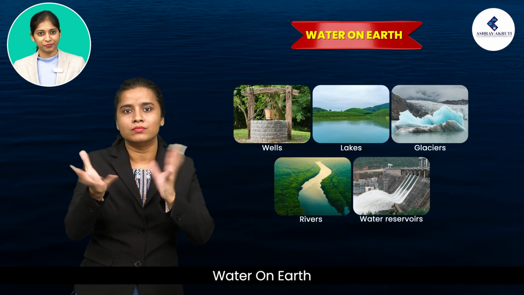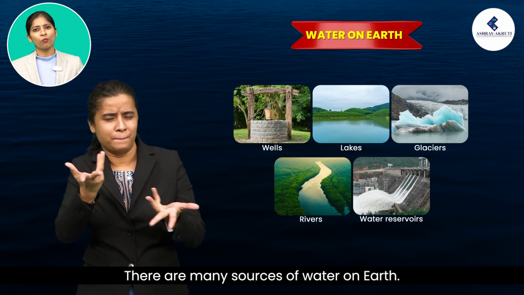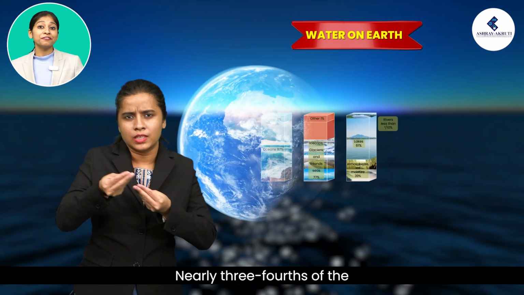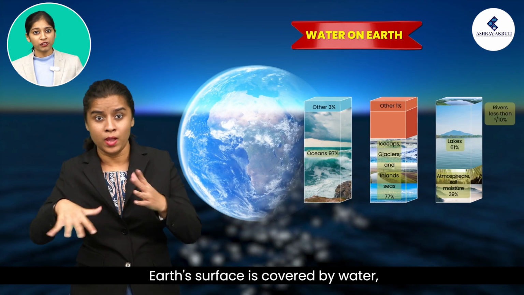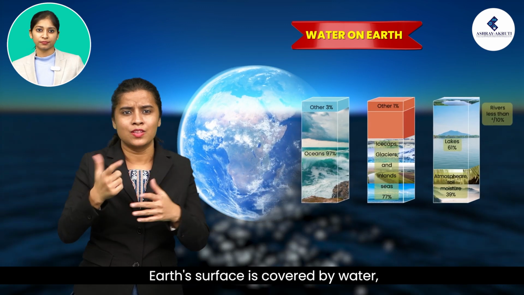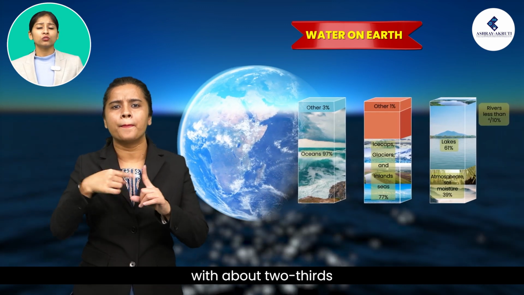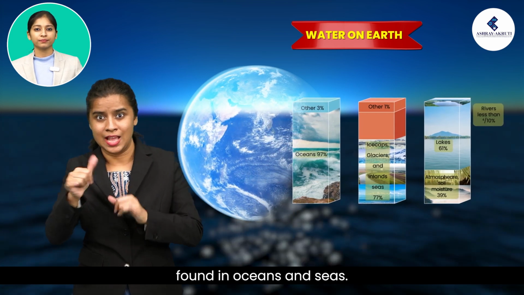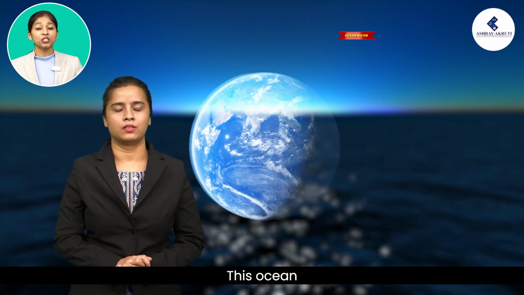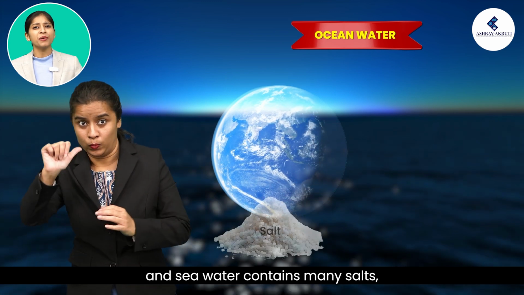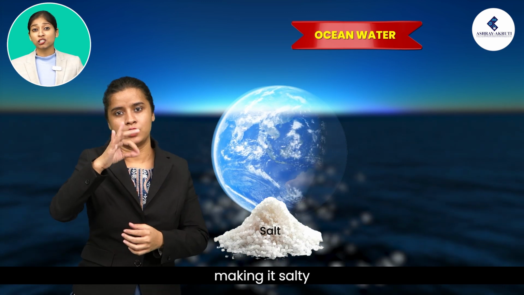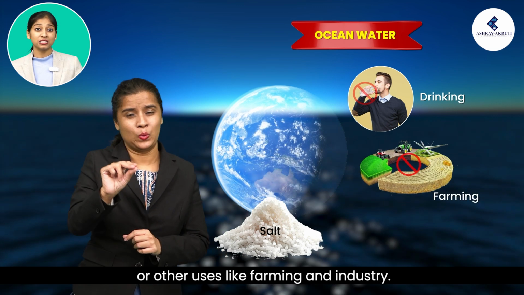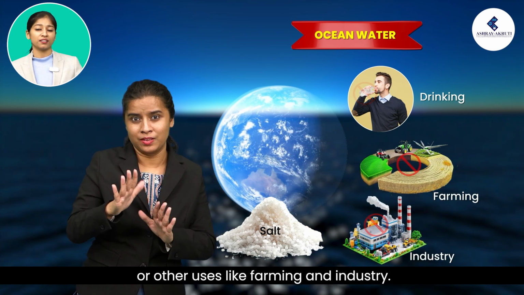Water on Earth. There are many sources of water on Earth. Nearly 3/4 of the Earth's surface is covered by water, with about 2/3 found in oceans and seas. This ocean and sea water contains many salts, making it salty and not suitable for drinking or other uses like farming and industry.